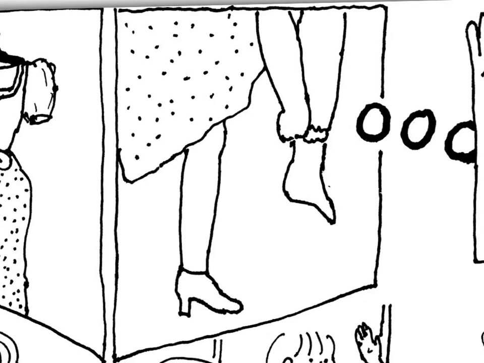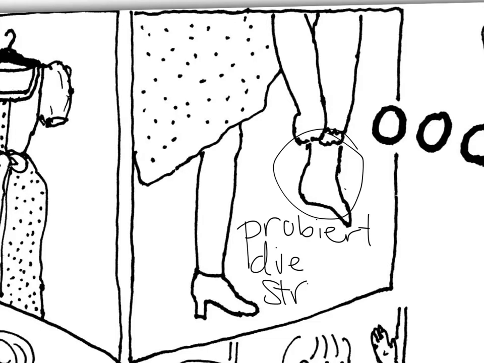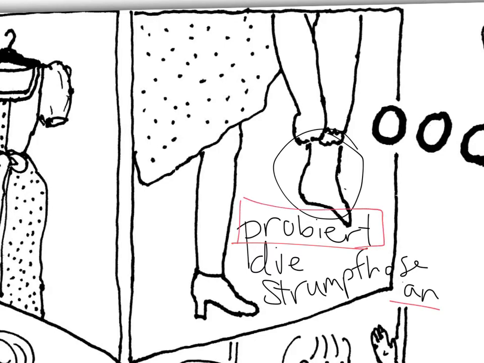Okay, für dieses Bild hier haben wir, das hier sind Strumpfhosen. So Sabine probiert die Strumpfhosen an. Now notice, this probiert always has to have this an here am Ende. Probiert means tries, an means on. So sie probiert die Strumpfhose an.